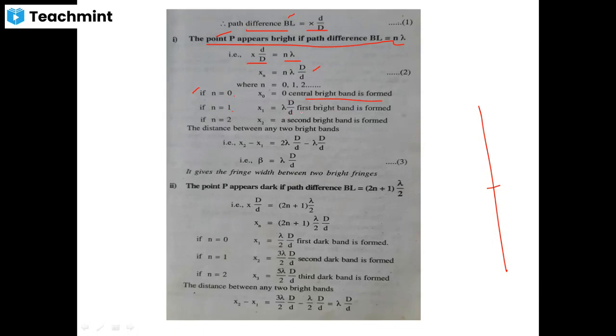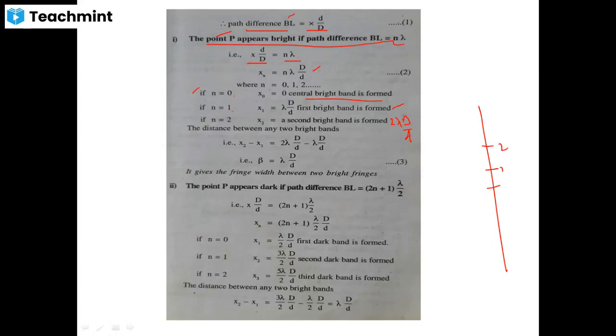This corresponds to the first bright band. If this is the central band, then this is the first bright band. Then if n equals 2, it's going to be X2 equals 2 into lambda into capital D divided by small d. That is the second bright band. This is the first bright band, and this is the second bright band.